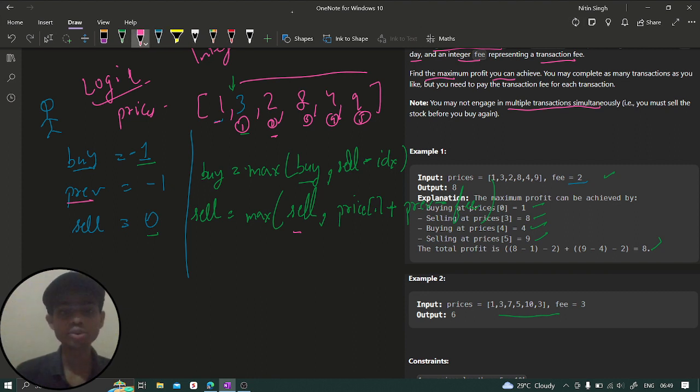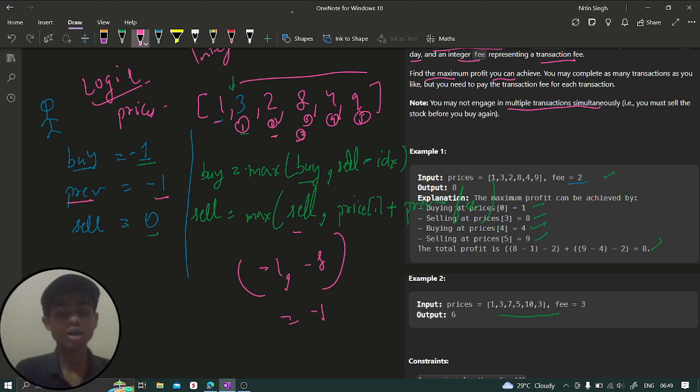Fine. Now let's move to the next day, the third day. Here the price is 8, right? First of all, we store the previous buy in a variable, which is -1. After that, we check whether we could buy on this day or not. Earlier buy was -1. Now if we buy on this day, we have to spend 8: sell was 0, so 0 minus 8 is -8. So the maximum value is -1 only.